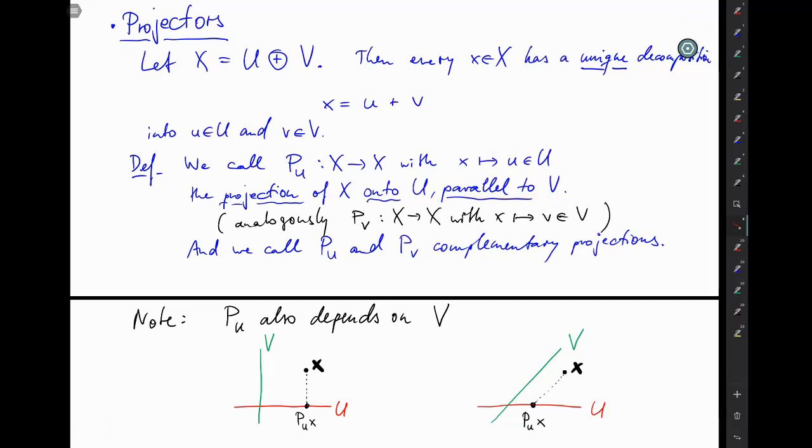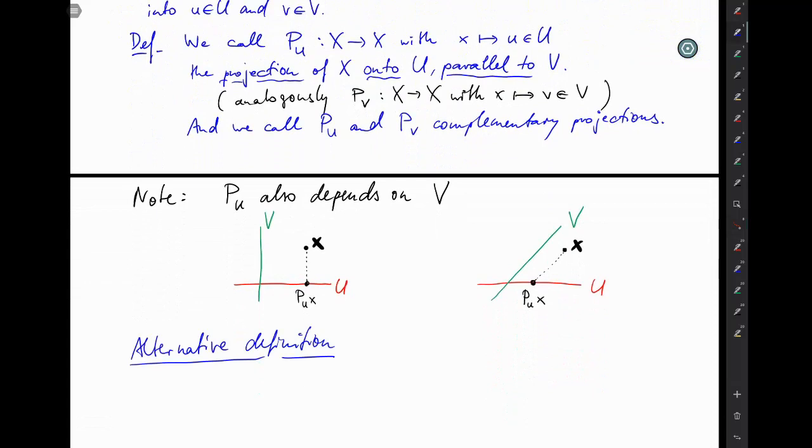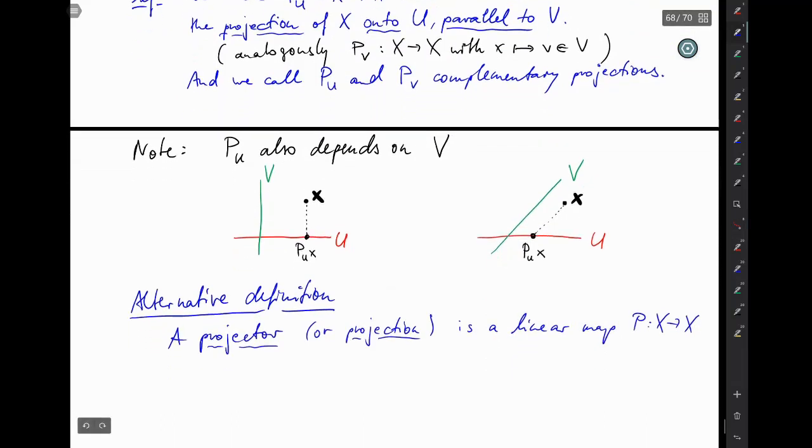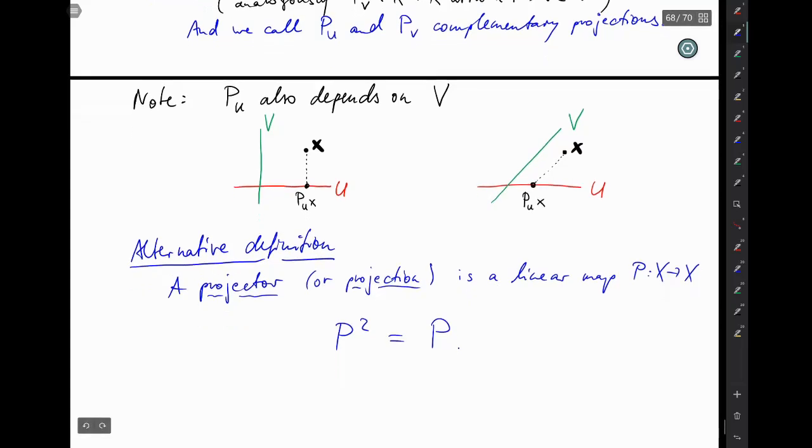Okay. So if someone's asking you what is a projection or what is a projector, then you could tell them the same story of the last 20 minutes that I was telling here. Or you could give them this alternative definition. A projector is a linear map P from X to X with the following property. It holds that P squared equals P. Definition is finished. Now, is that indeed equivalent to what I was saying in the last 20 minutes? Well, we will see that it is.